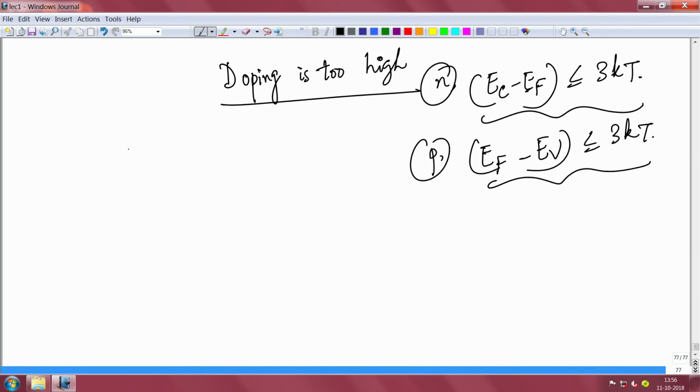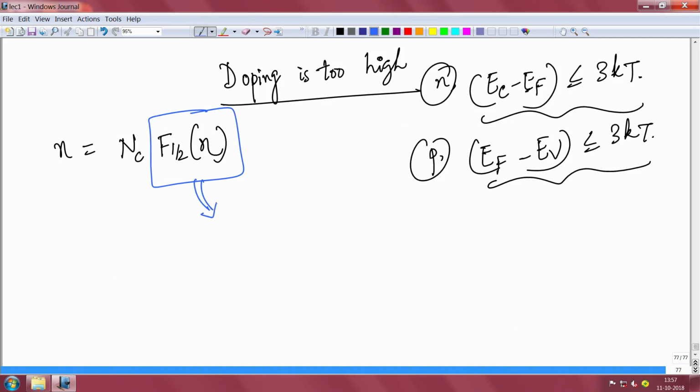What you do is use the expression that we had, n equals NC times the Fermi-Dirac integral, and try to do an approximation of this for high doping, because calculating this exact integral needs software like MATLAB or Mathematica, and it's also a little complicated. So can we do some simplification? That is an approximation called the Joyce-Dickey approximation.